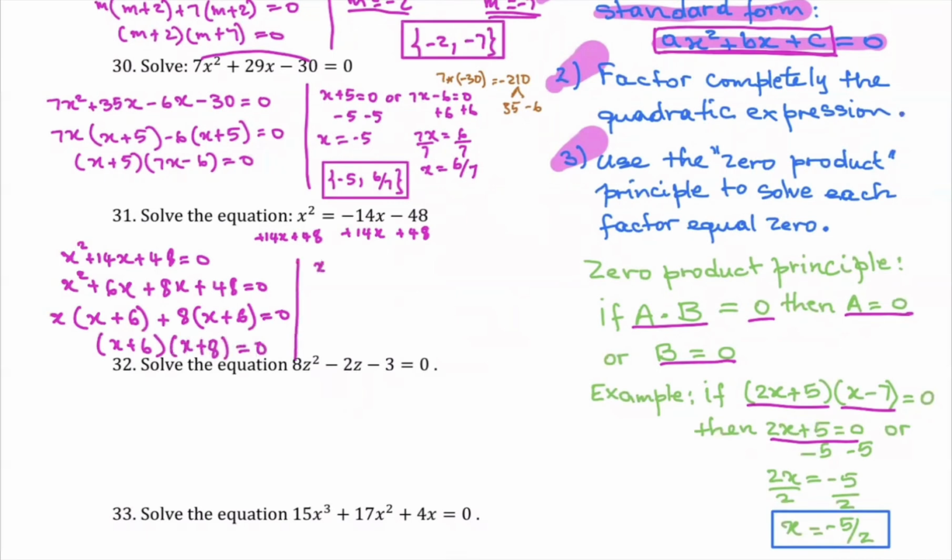Then we're going to solve x plus 6 equals 0, or x plus 8 equals 0. Subtract 6 on both sides, x equals negative 6. Subtract 8 on both sides, x equals -8, which gives the solution set -6, -8. -6, -8 is the solution set.